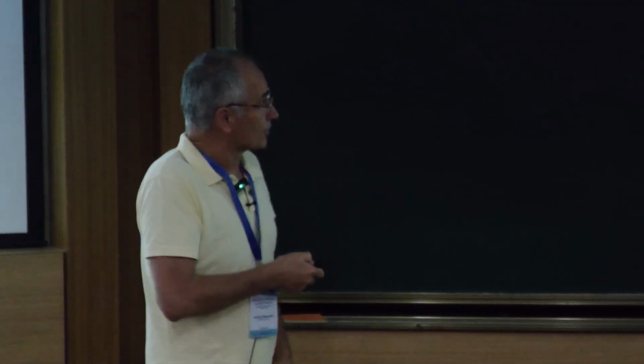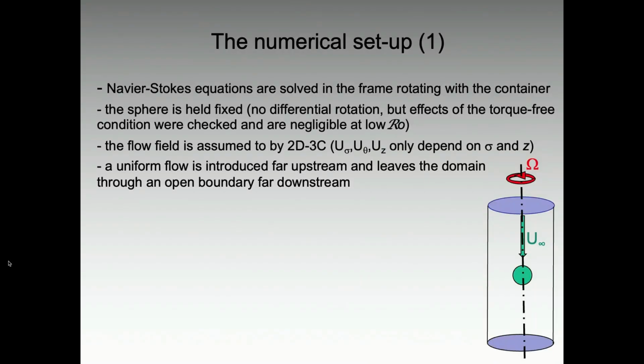We assume the flow field to be two-dimensional, but with three components. That is, the three velocity components depend only on the radial and vertical positions, and we introduce a uniform flow far upstream and let it leave the computational domain through a non-reflecting boundary condition at the bottom.